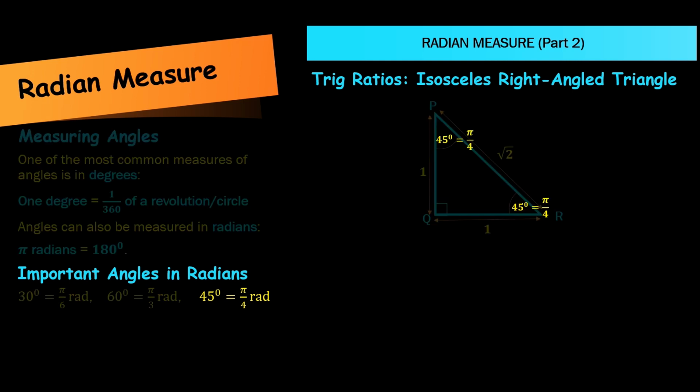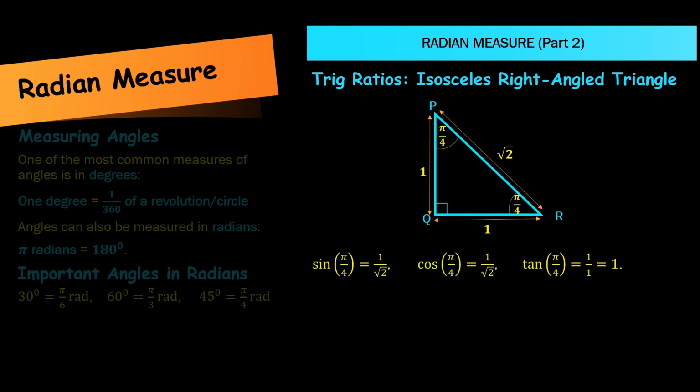Again, let's consider 45 degrees in radians. And of course we have that 45 degrees is pi/4. So we're going to use pi/4 in our triangle. Now let's show how we come about these particular trig ratios that you can see on your screen now.